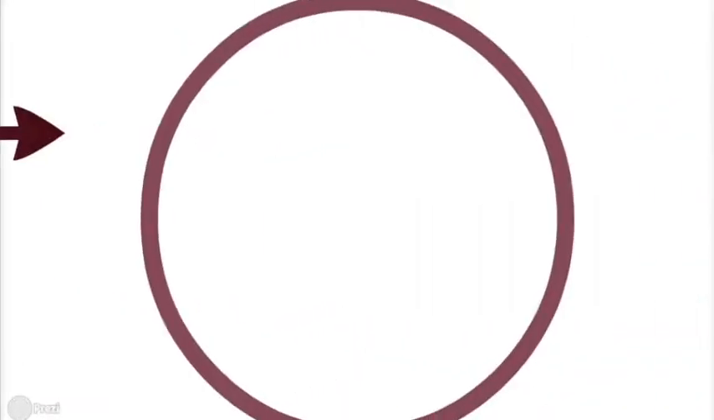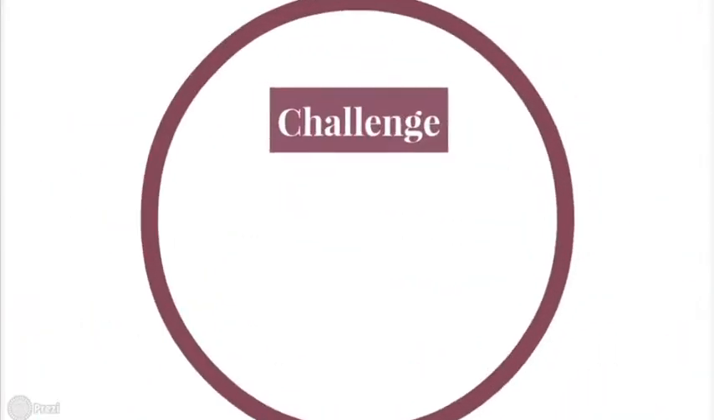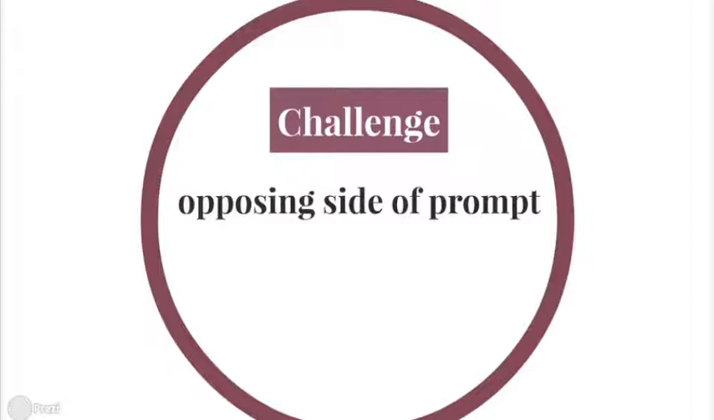In these prompts, we've seen three things. We've seen them ask you to take a side by challenging, defending, or qualifying. First, let's examine what they're asking you when they say, challenge this assertion. Well, it's kind of what it sounds like. You're going to oppose whatever argument they're making completely. It's not a nuanced argument. You're going to say, no, you're wrong. This is the opposing argument and this is why it's right.